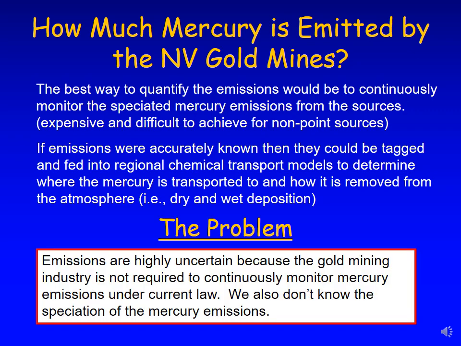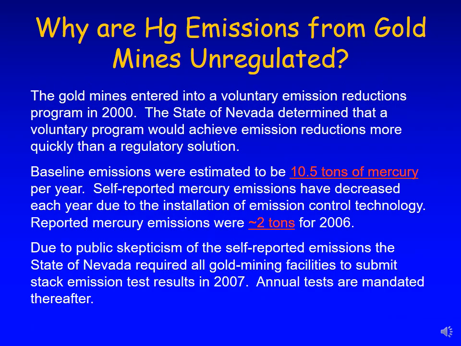However, the emissions are highly uncertain because the gold mining industry was not required to continuously monitor these emissions under the current law. And we also don't know the speciation of the mercury emissions. We don't know if it's coming out as elemental mercury. We don't know if it's coming out as water-soluble mercury. And as you'll see in the next few slides, it makes a huge difference on where that mercury is going to be removed, depending upon whether or not it's water-soluble or not.